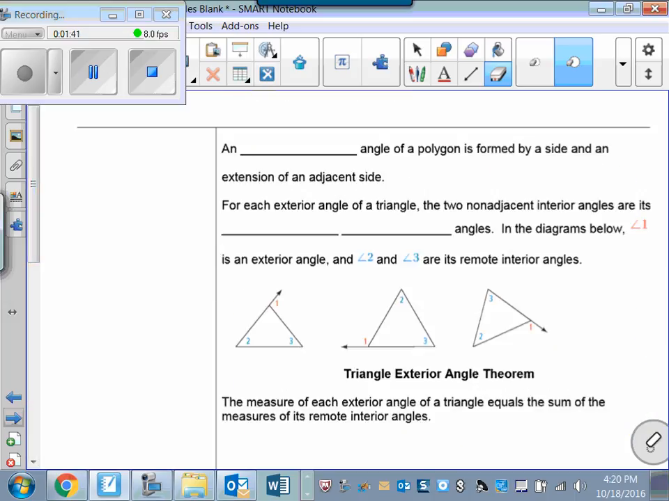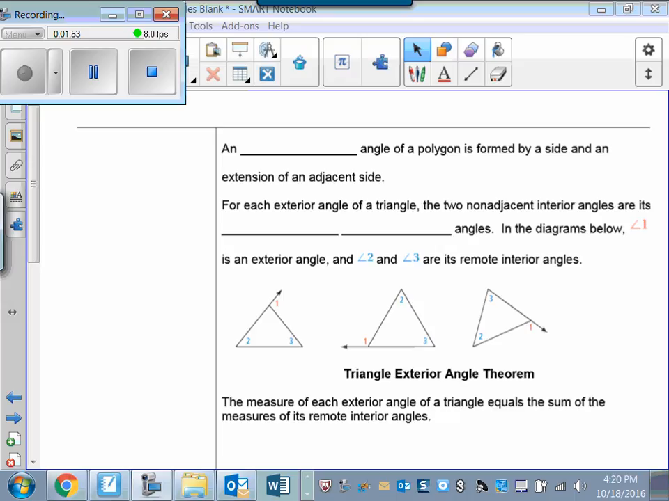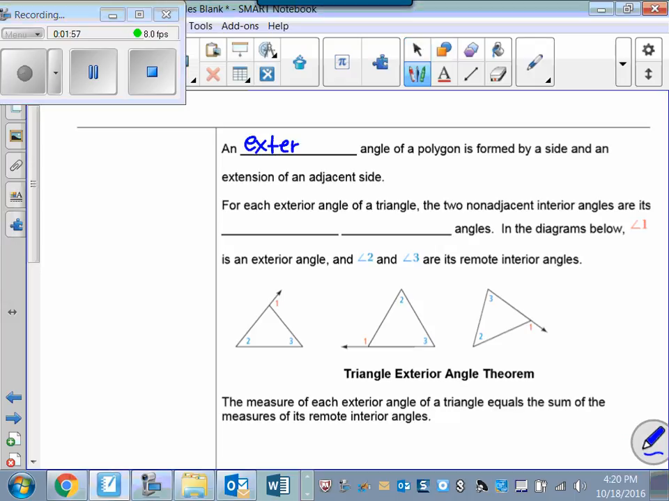All right, what do we have next? We're going to talk about remote angles of triangles in a minute. Right now I'm talking about an exterior angle. An exterior angle of a polygon, or in today's case we're only talking about triangles, is formed by a side and an extension of an adjacent side.